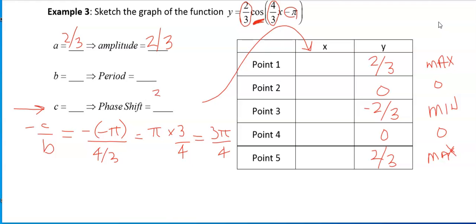Let me write that right here. 3 pi over 4. That very first maximum, that starting point for your cosine graph, has been moved. It has been phase shifted 3 pi over 4 units. And because it's positive, it's to the right in this case. So that goes right there. Look at that. Now you could plot your very first point right now if you wanted to. 3 pi over 4 and 2/3.